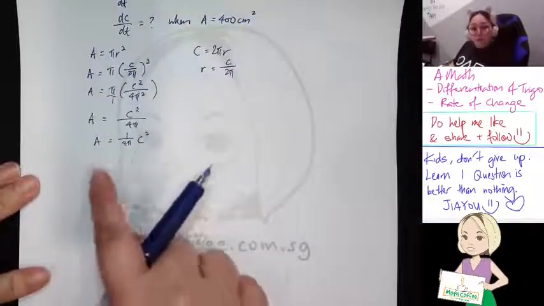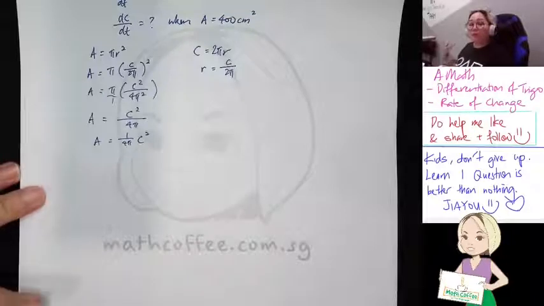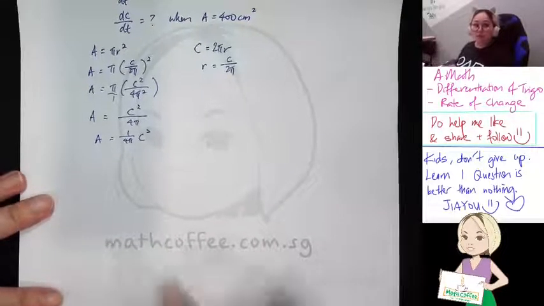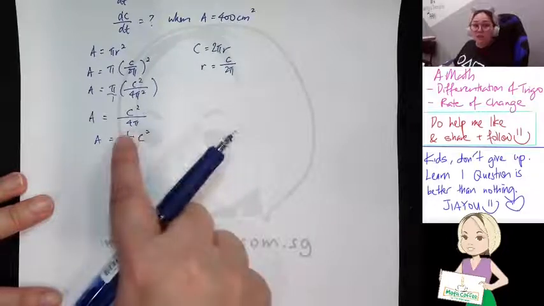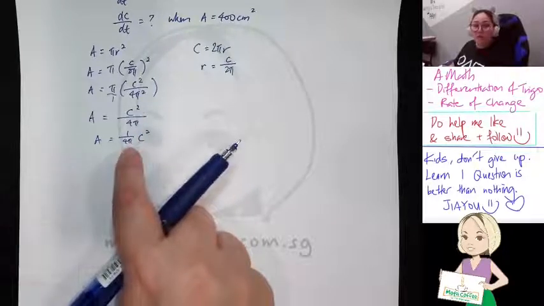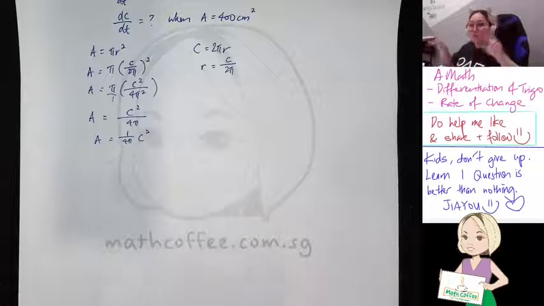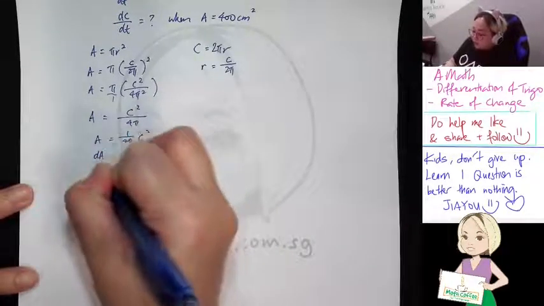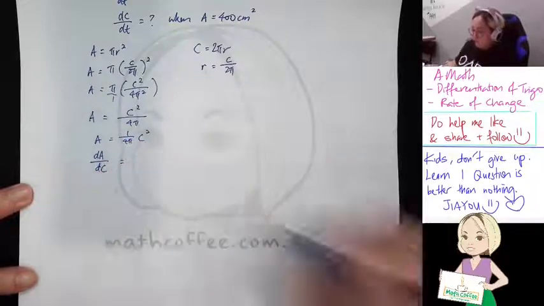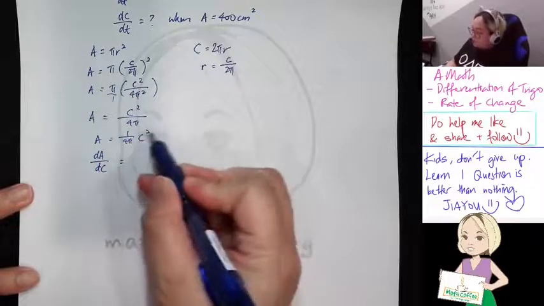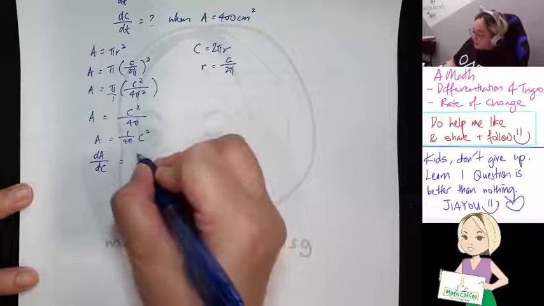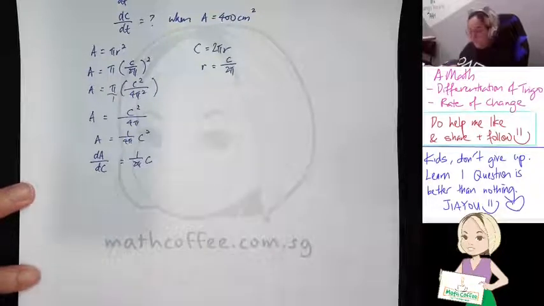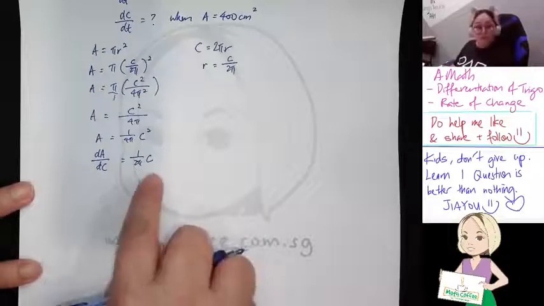I put it in this form because I want to differentiate. I want to do dA/dC. So I have to put it in index form, whereby the constant, 1 over 4 pi, I put outside. Then C square is with respect to C. Now we are ready to differentiate. Now I'm going to do dA/dC. Power brought down, so 2 times 1 over 4 pi will be just 1 over 2 pi. Then C to the power of 2 minus 1 is just C. So this is your dA/dC.